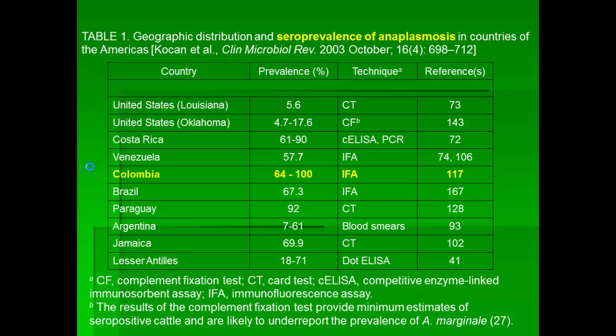In this table, we have an overview of the geographic distribution and seroprevalence of anaplasmosis in countries of the Americas. If we look at Colombia, the prevalence ranges between 64 and 100, depending on the area. With such high levels, as I said before, it's better to have all the animals in any farm being positive to the organism, because it will be the negative ones that are at higher risk of developing the disease.